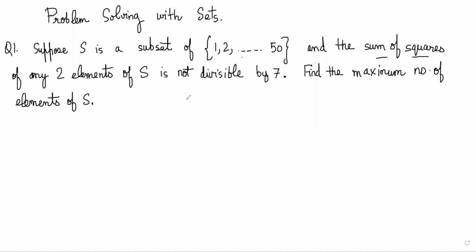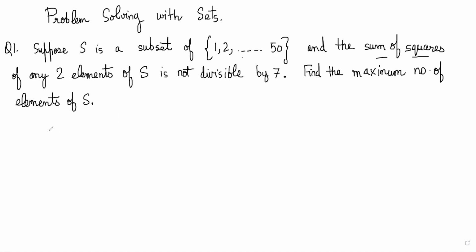S is supposed to be a subset of this set from 1 to 50, and you have to count how many possible elements you can put in the set S, subject to the condition that for any two elements of S, the sum of their squares should not be divisible by 7, right?